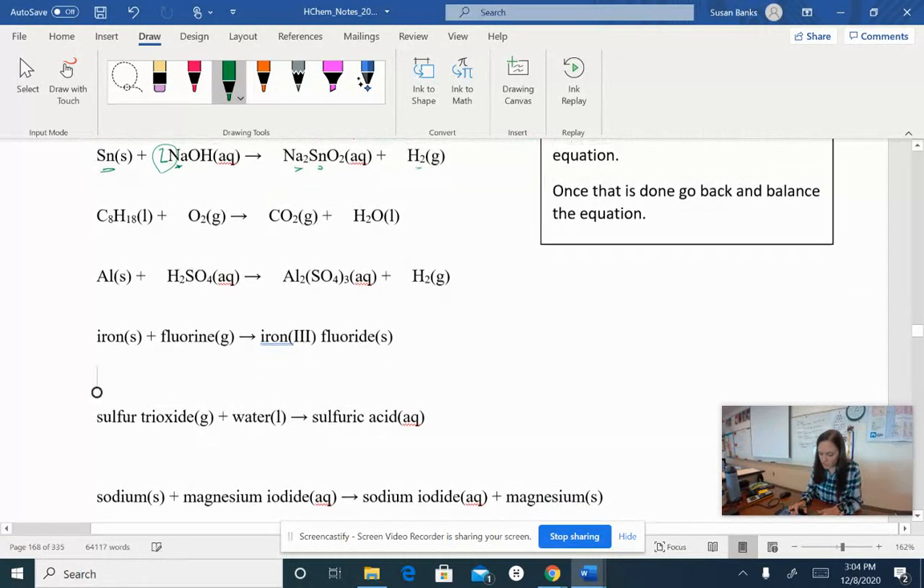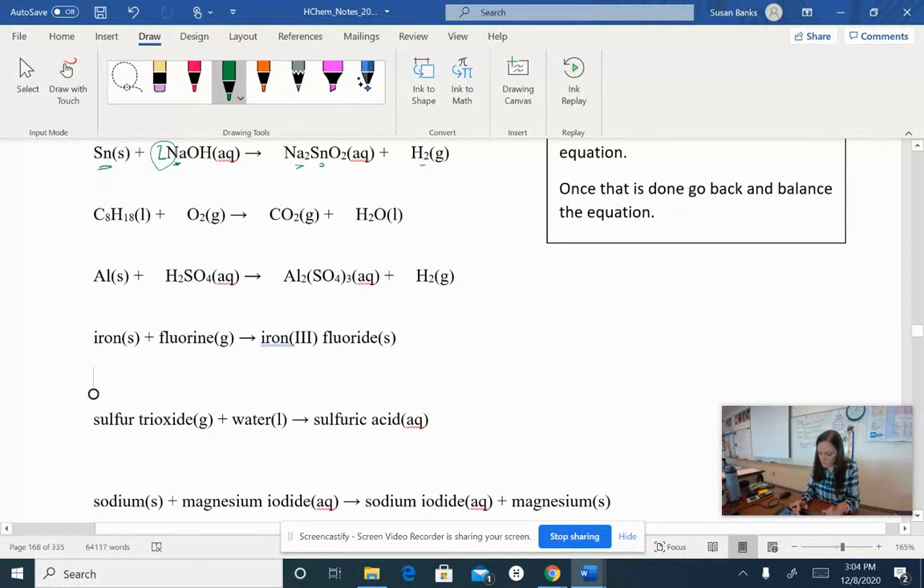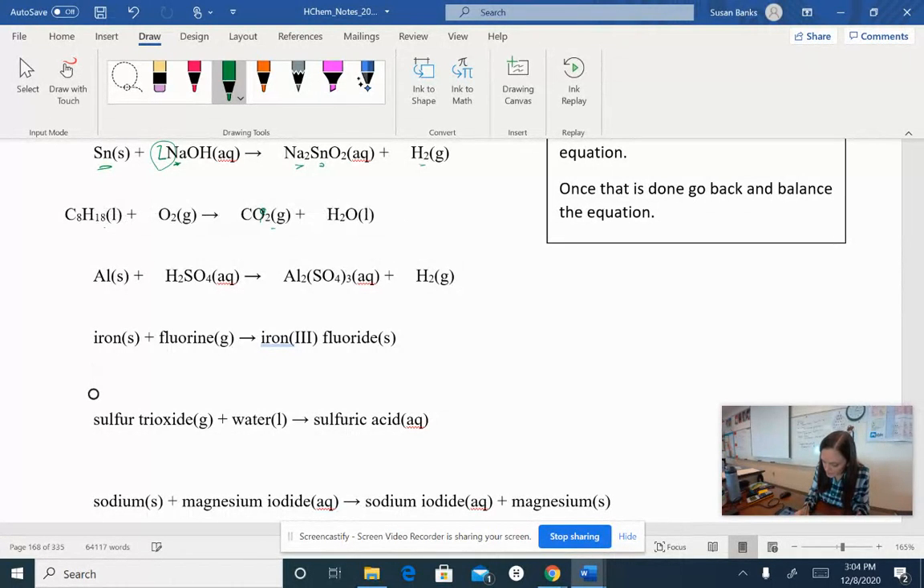All right, it looks like we've got another one that's just carbon, hydrogen, and oxygen. So remember, I said to do carbon first. Okay, let's look at carbon. 8 and 1. So let's put in an 8 here.